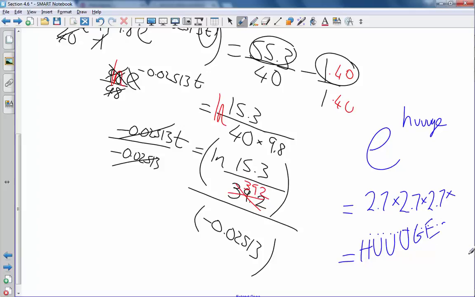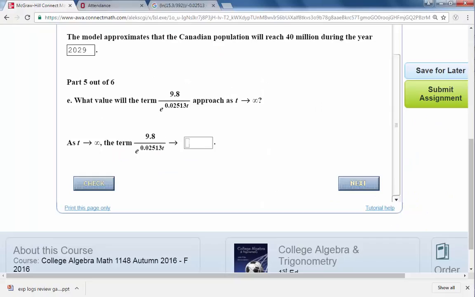Take a calculator, divide 9.8 by the biggest number you can imagine. 9.8, about 10, divided by an unbelievably huge number. What do you expect to get? There are so many digits here, you can't count. You will get 0.00000000000 indefinitely, almost zero. We call this thing a limit.